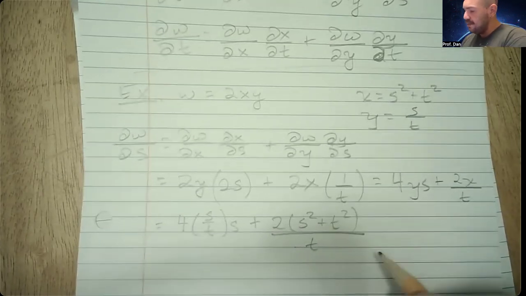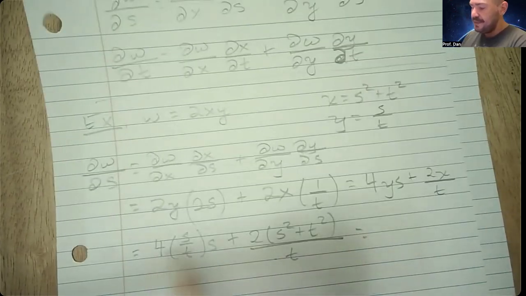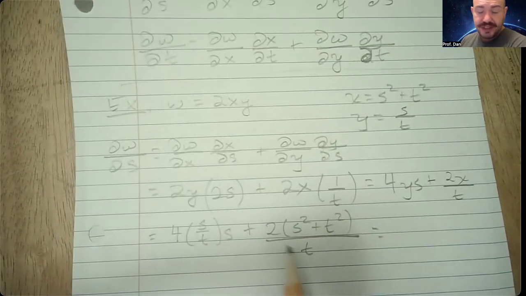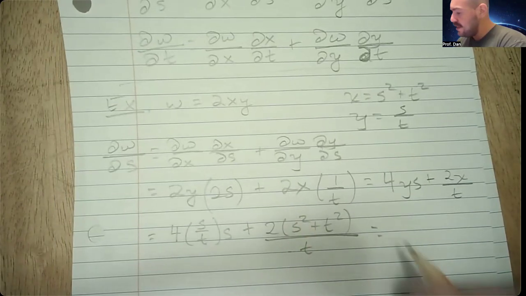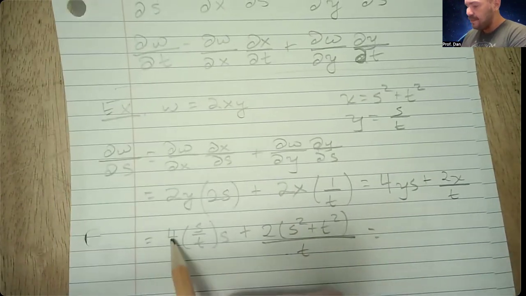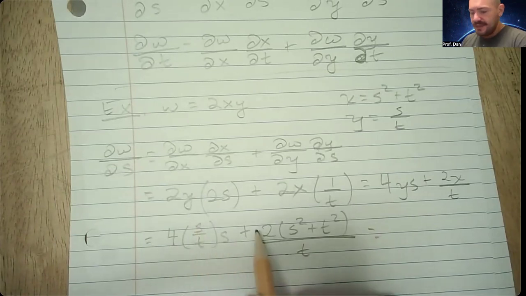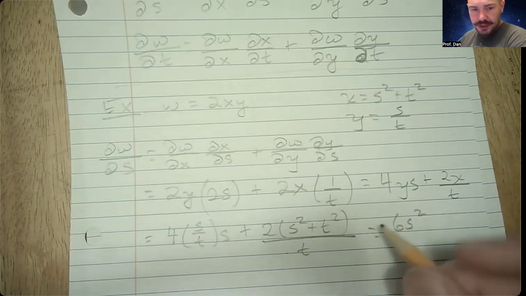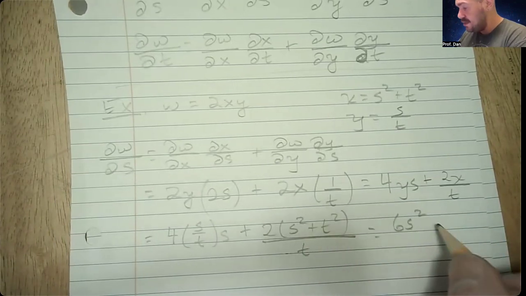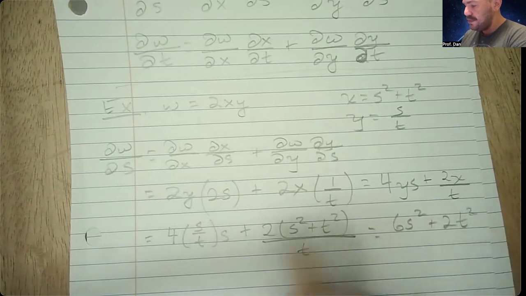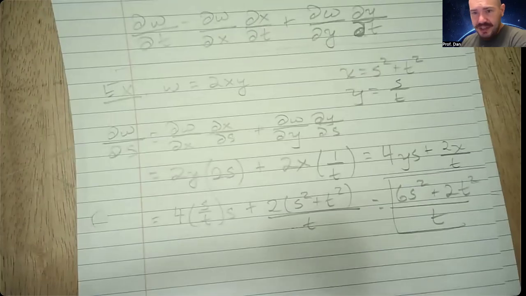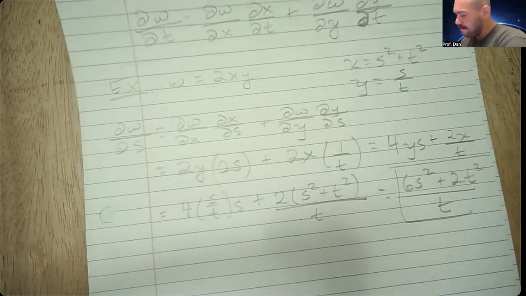Right? And if I wanted to clean that up a bit, this would be 4s squared over t. That's also over t, so I can add my fractions already. If I distribute that 2, I would end up getting 4s squared plus 2s squared, so 6s squared, and only 2t squared in the numerator, right? Because we distribute the 2. And this is all over t. And that's the partial with respect to s. Easy peasy.